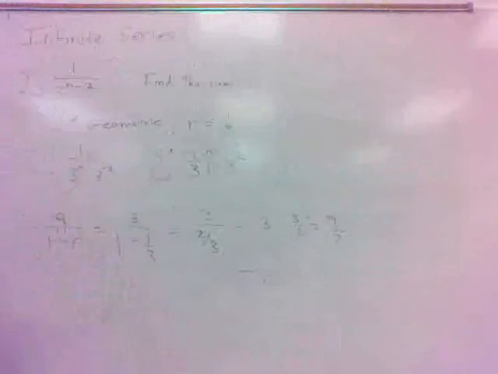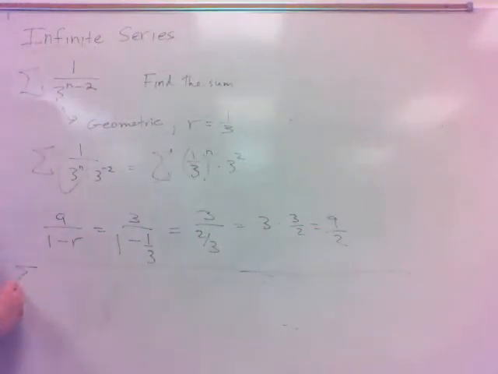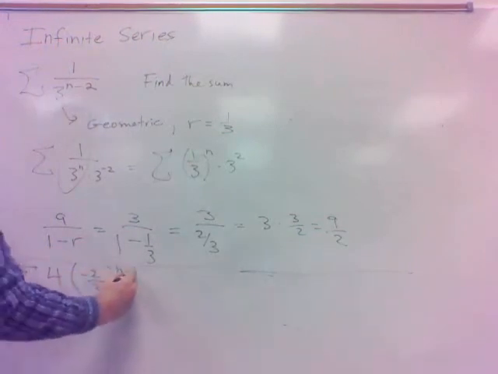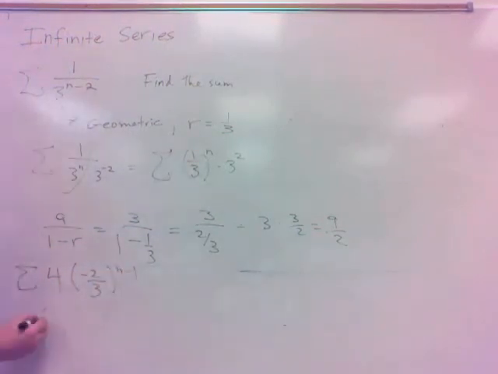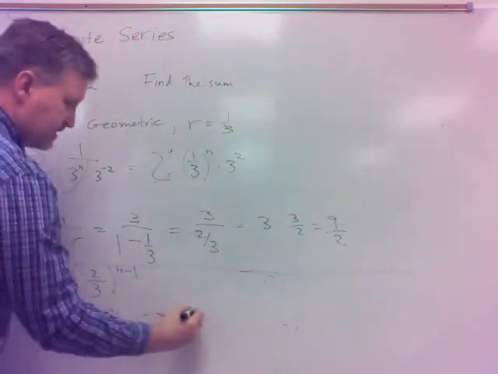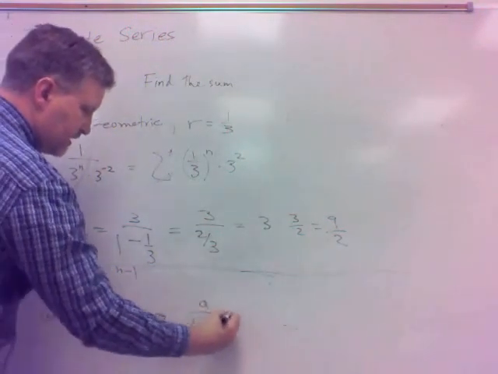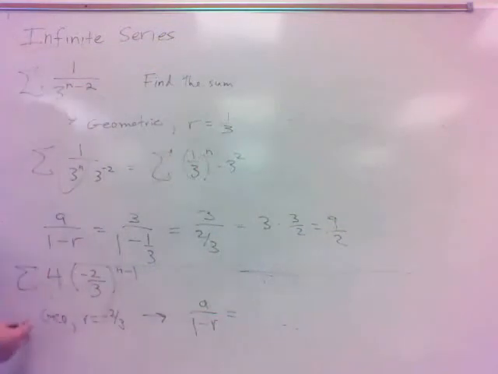One more. Is that okay? What about 4 times negative 2/3 to the n minus 1? Yeah, this one's geometric. R equals negative 2/3. Is that one summable? Yeah. It's in between negative 1 and positive 1, so I can find the sum. The sum is going to be A over 1 minus R. First term would be 4 times negative 2/3 to the 0 minus 1, which is negative 1.